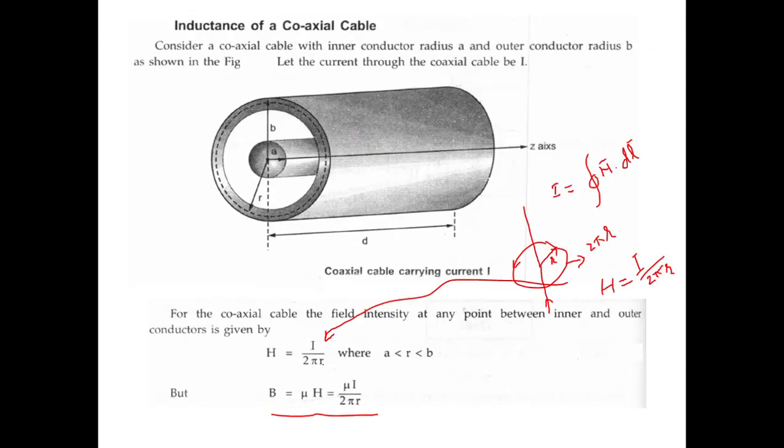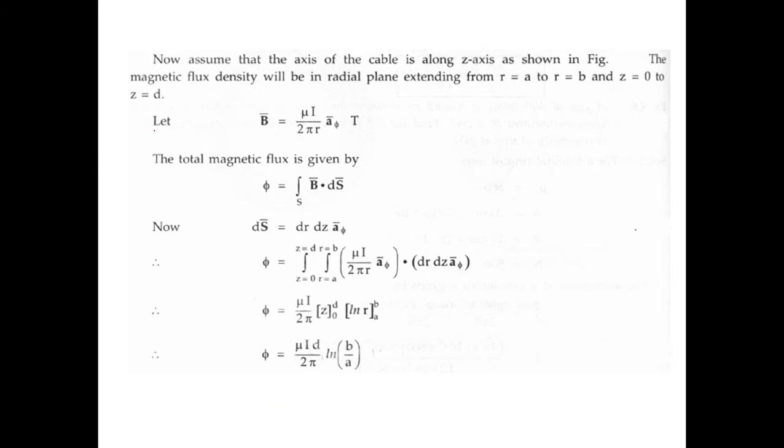Now here we had considered only the magnitude of B. If you consider the B vector, I told you always the B vector will be along the tangential direction of the H vector. So in the cylindrical coordinate system, this is nothing but A phi cap. We discussed this when we discussed magnetic flux density, right? So it will have only A phi. So the B vector is equal to mu I by 2 pi R A phi cap Tesla.